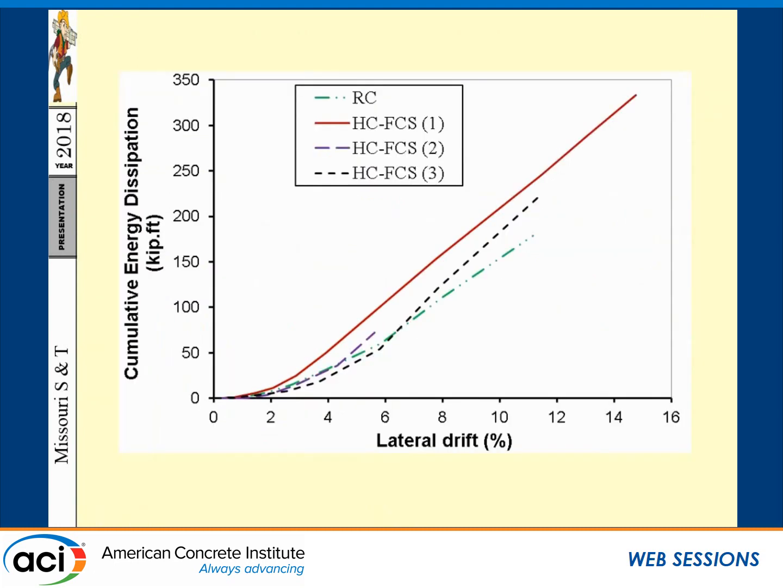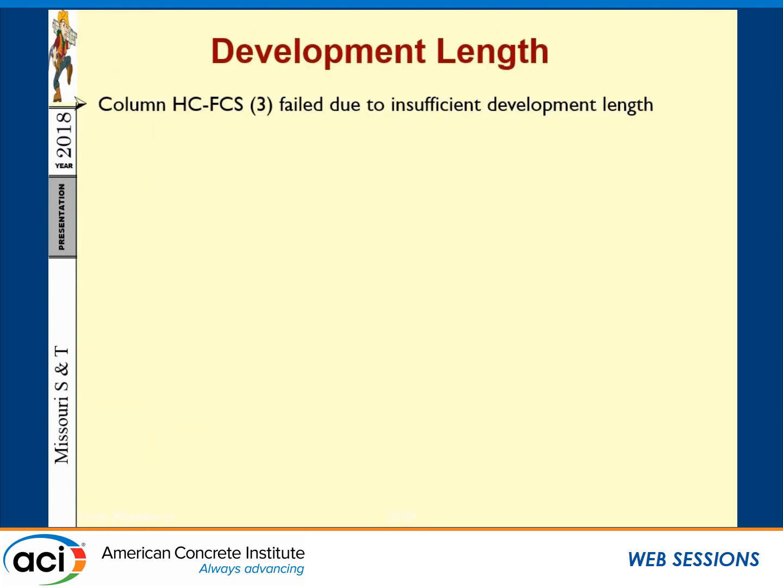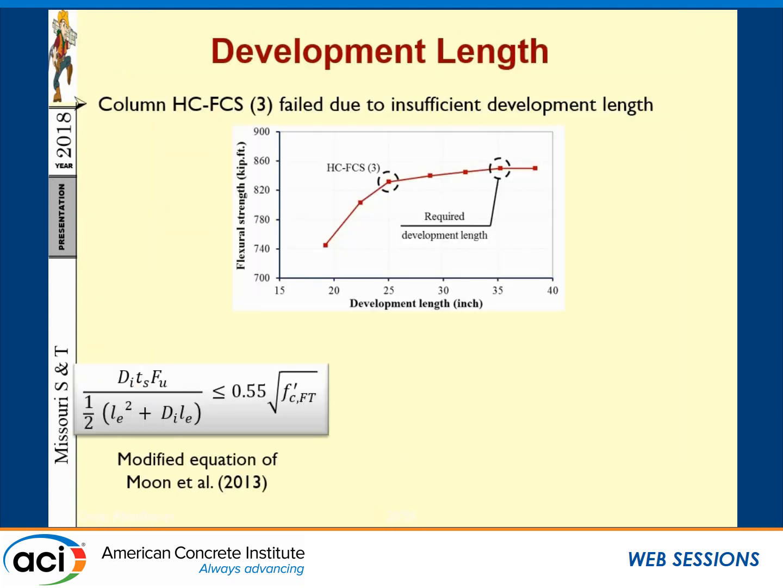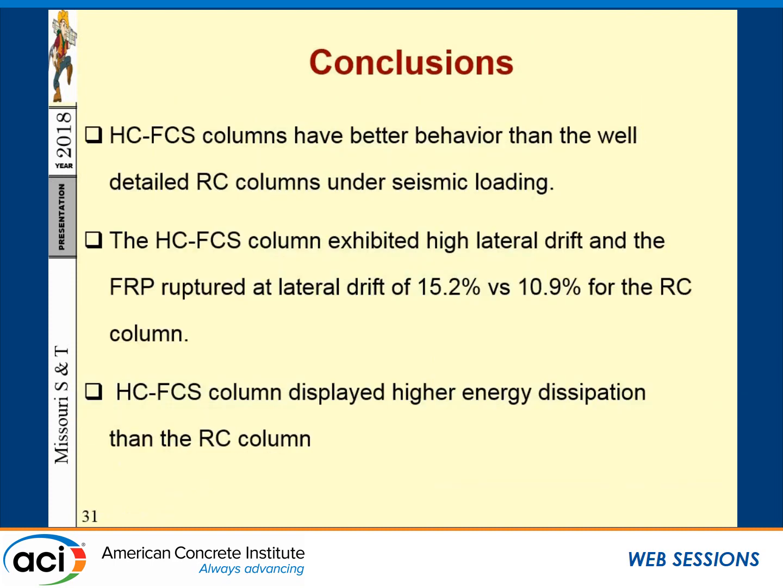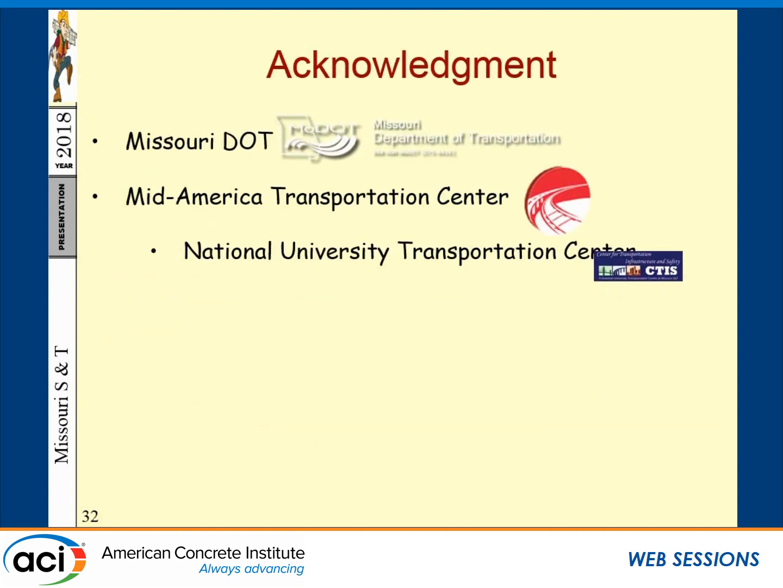Well, I'm just going to skip to the conclusions because of the time. This is also some equations that we developed for how much development length is required. And then with this, I reach the conclusions. We're able to provide the industry and researchers with hollow core columns that are able to sustain and display high energy dissipation and also a high drift ratio.